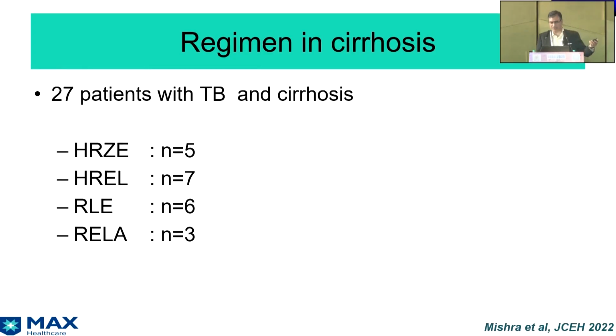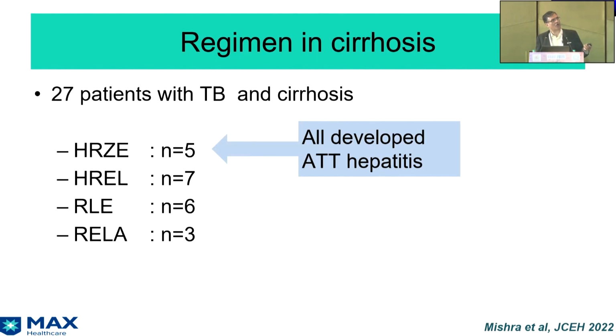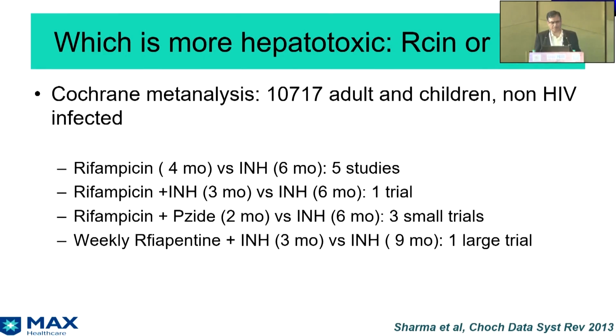On the contrary, this is data from PGI Chandigarh of 27 patients with TB and cirrhosis, given HREZ. All of them developed ATT-induced hepatitis, but many of them were decompensated to begin with when they were started on this regimen. So in Child's A cirrhosis, if you monitor closely, you can get away with HREZ, but still the recommendation says to avoid pyrazinamide.